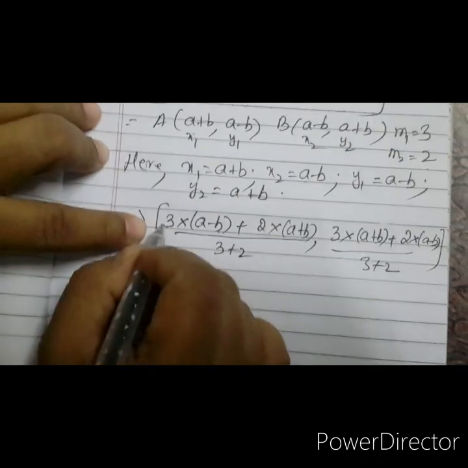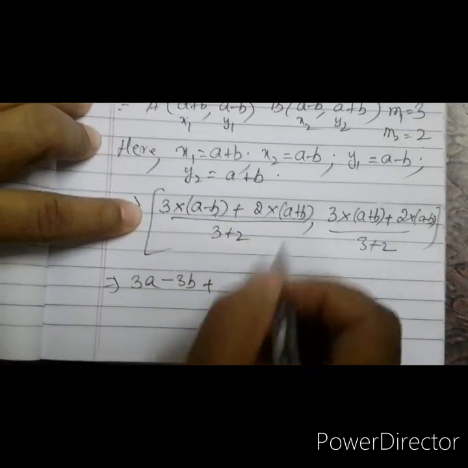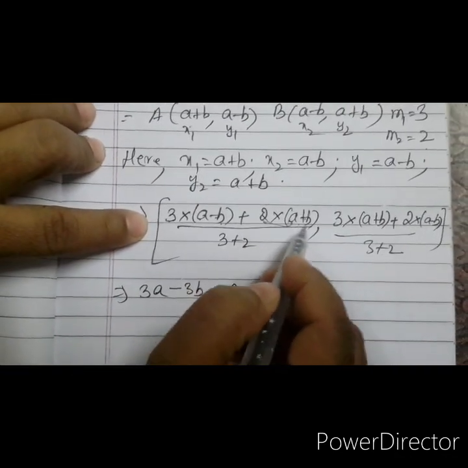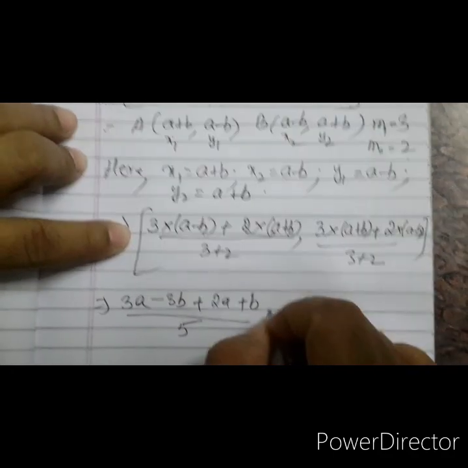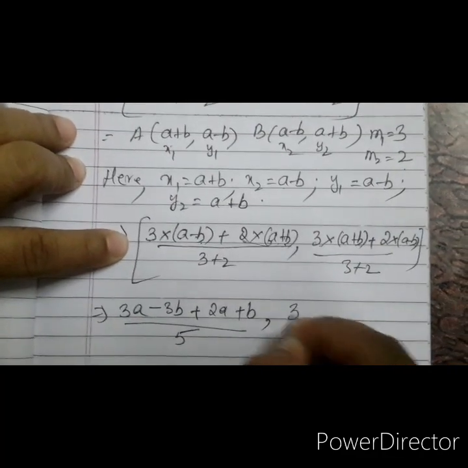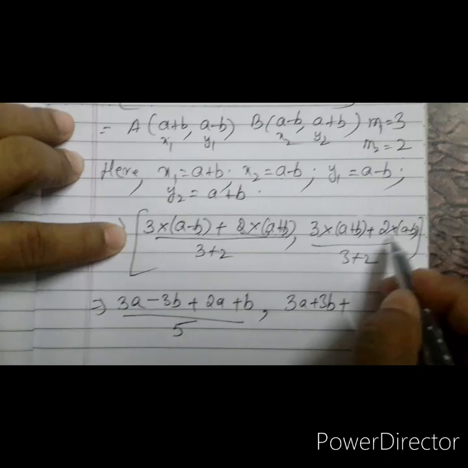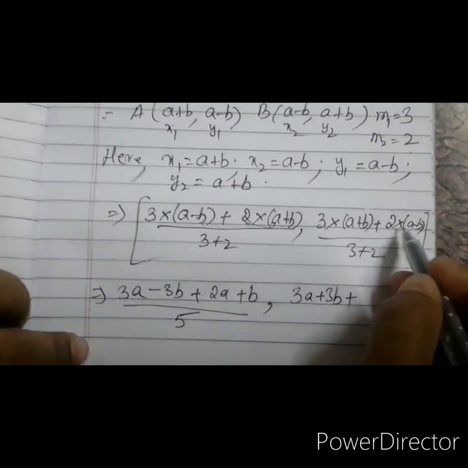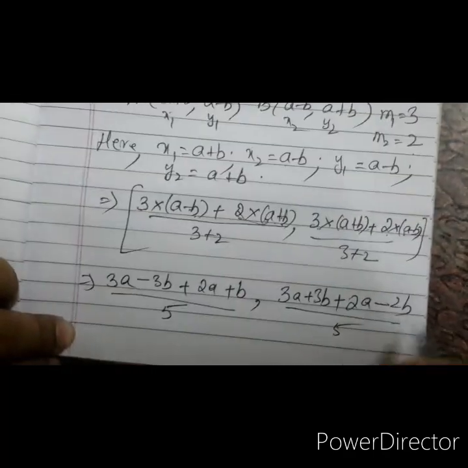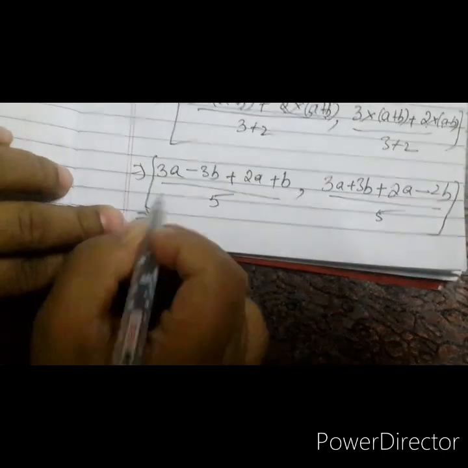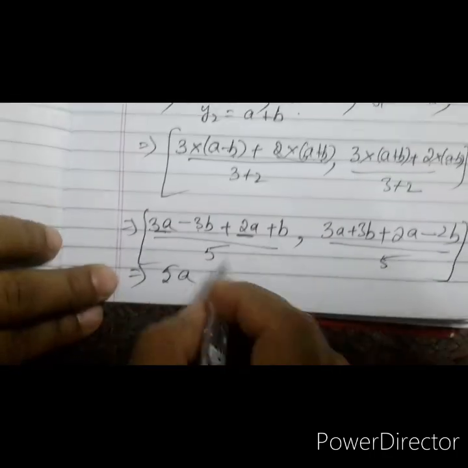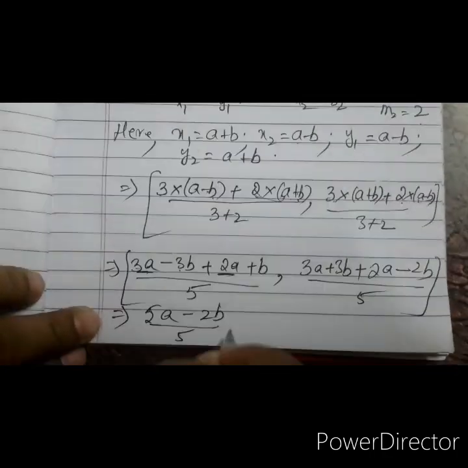Now open the brackets, multiply this in this. 3 into a is 3a, minus 3 into b is 3b, plus 2 into a is 2a, plus 2 into b. I am opening the bracket and multiplying like this, divided by 5, comma, open the brackets, multiply by 3. 3 is multiplied to a also, b also. This becomes 3a plus 3b, plus 2 is multiplied to a and minus b also, 2a plus 2 into minus b is minus 2b, divided by 5. Clear? Next, 3a and 2a both are plus, it is 5a, minus 3b plus 2b, divided by 5.